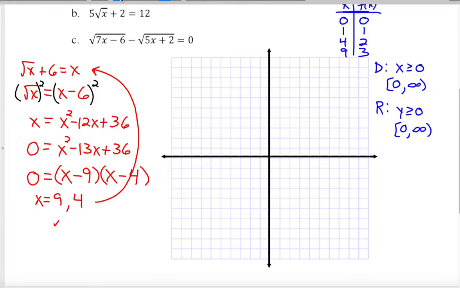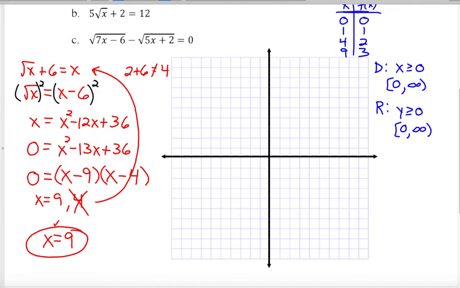If I plug in 4, I get the square root of 4 is 2, plus 6 is 8. And on the other side, I plug in 4 for x. Uh-oh. 8 does not equal 4. So this answer actually doesn't work. So the only answer is x equals 9.